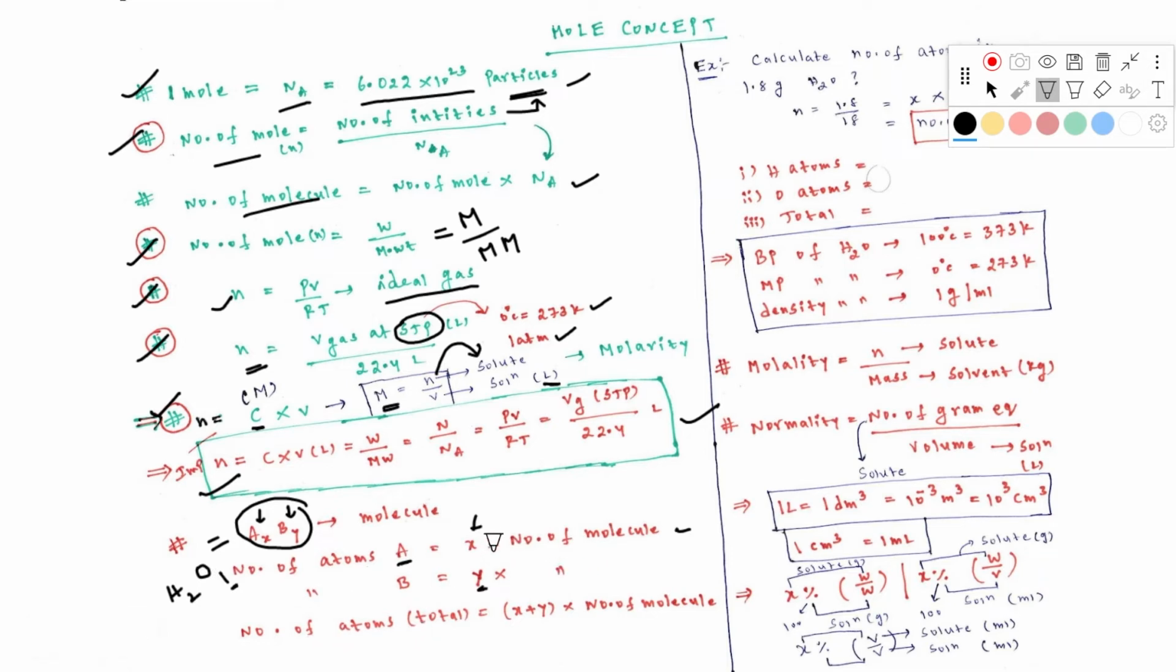Total atoms means X plus Y. X plus Y means 2 plus 1, 3. 3 into number of molecules. So you have to calculate like this.